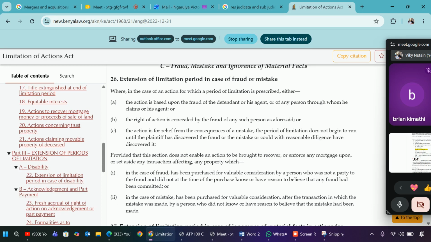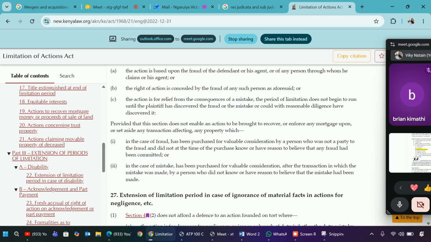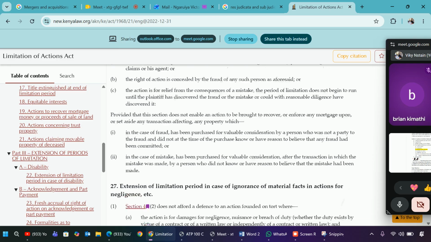Provided that this section does not enable an action to be brought to recover or enforce any mortgage upon or set aside any transaction affecting any property which, in the case of fraud, has been purchased for valuable consideration by a person who was not a party to the fraud and did not at the time of the purchase know or have reason to believe that any fraud had been committed, or, in the case of mistake, has been purchased for valuable consideration after the transaction in which the mistake was made by a person who did not know or have reason to believe that the mistake had been made.